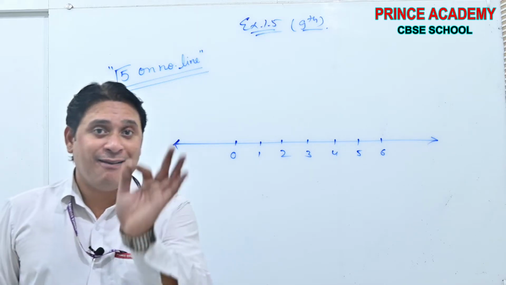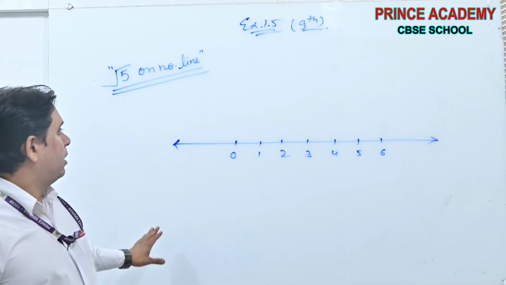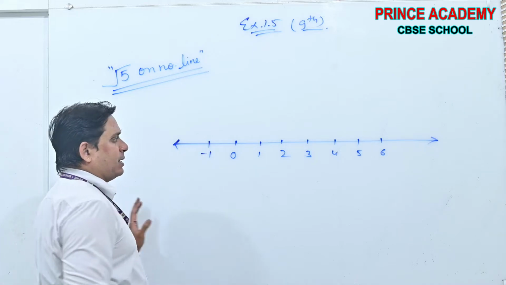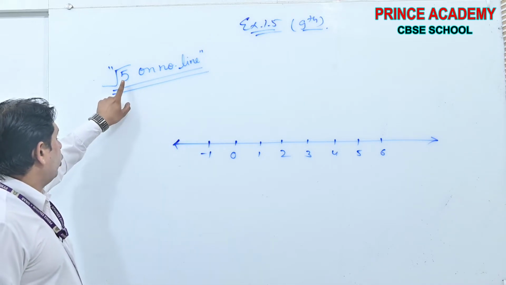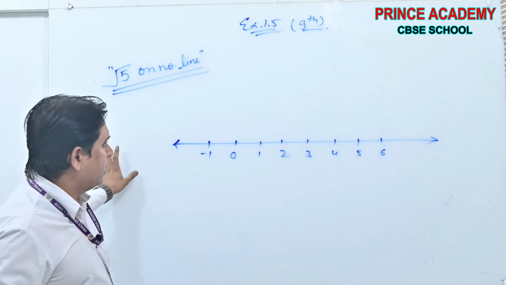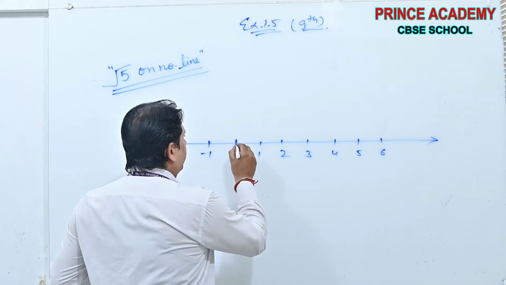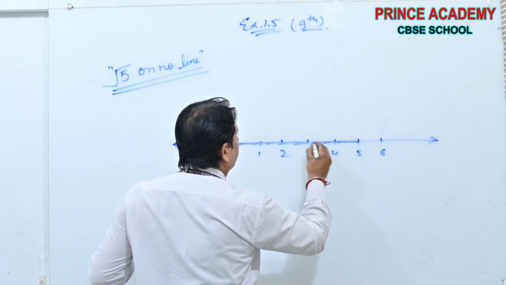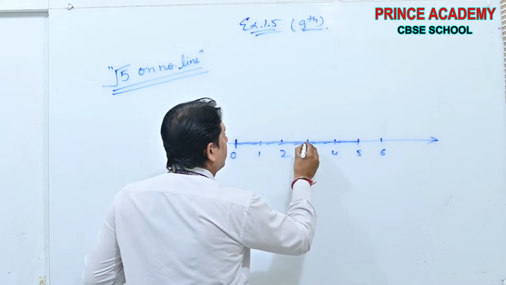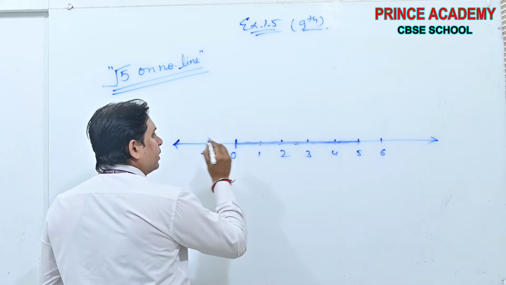Once you see beta, whatever number I have to express on this, I will do. What are the steps I am taking? See, root 5. Okay, don't worry. Darken the 0 to 5 part. Now you see what I am doing, darkening the root 5 part. This is 5. Okay.